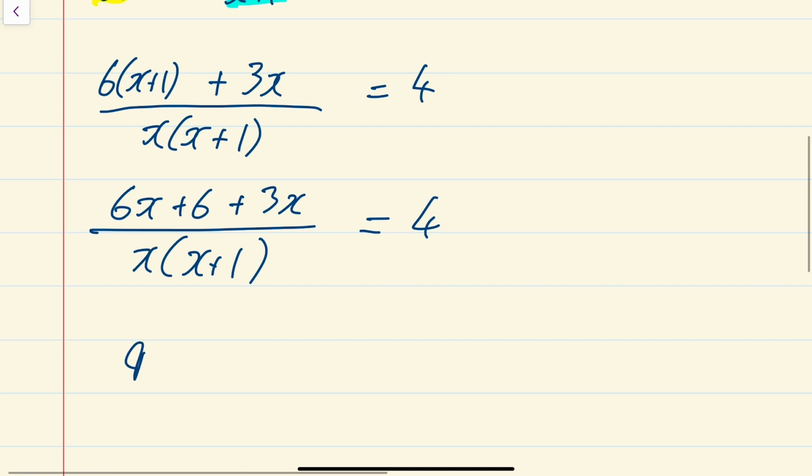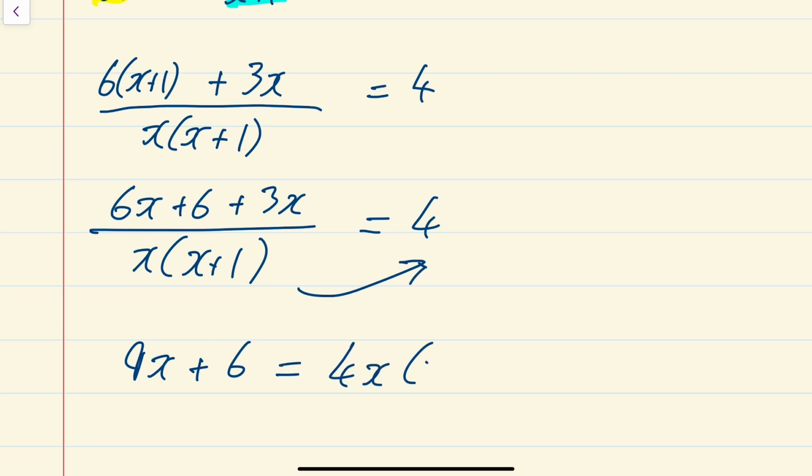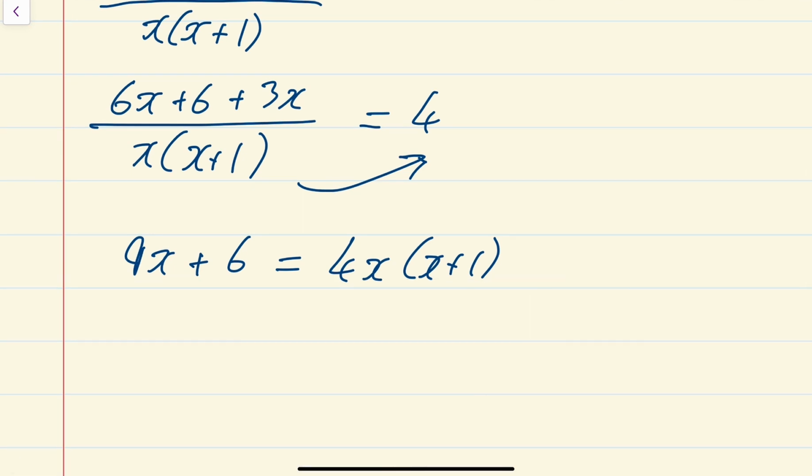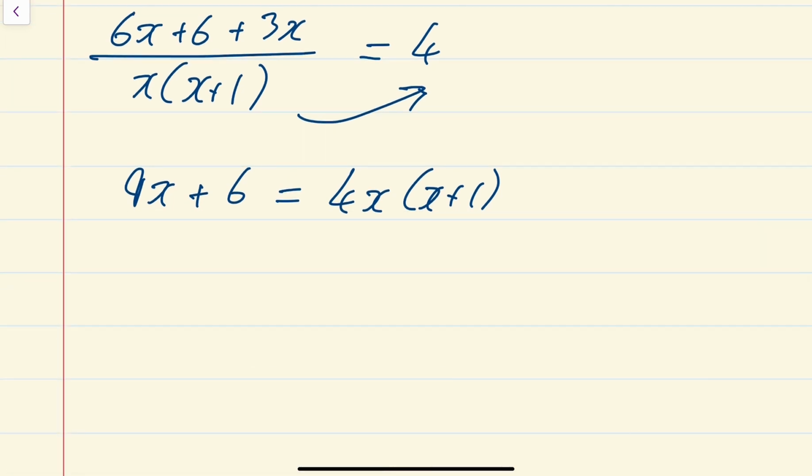Tidy up the top line now, you'll have 9x plus 6, and then I'll multiply across, so this comes across here and multiply, so that's now going to be 4x upon x plus 1. And then multiply out the brackets, make myself a bit more space here, sorry. Multiply the brackets, you're going to have 9x plus 6 is equal to 4x squared plus 4x.